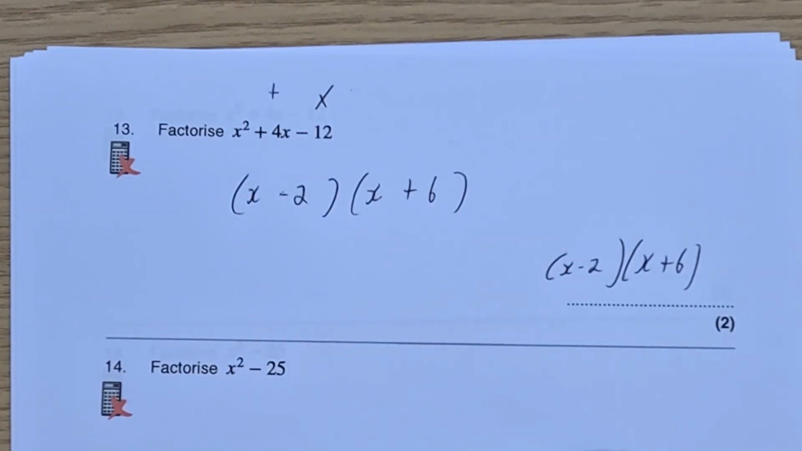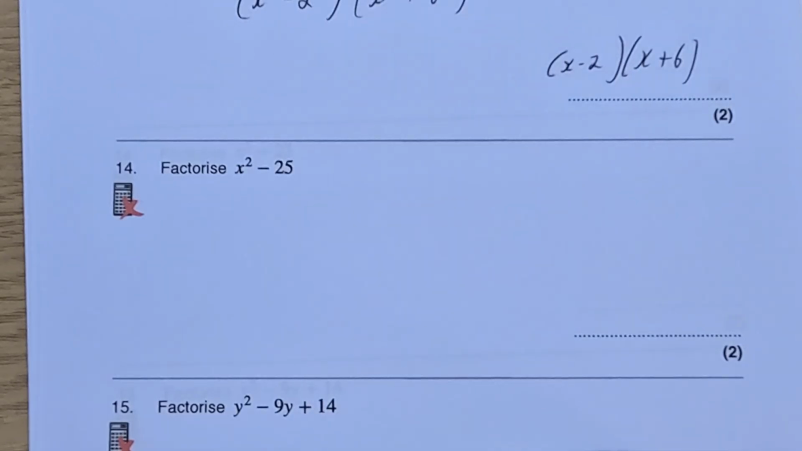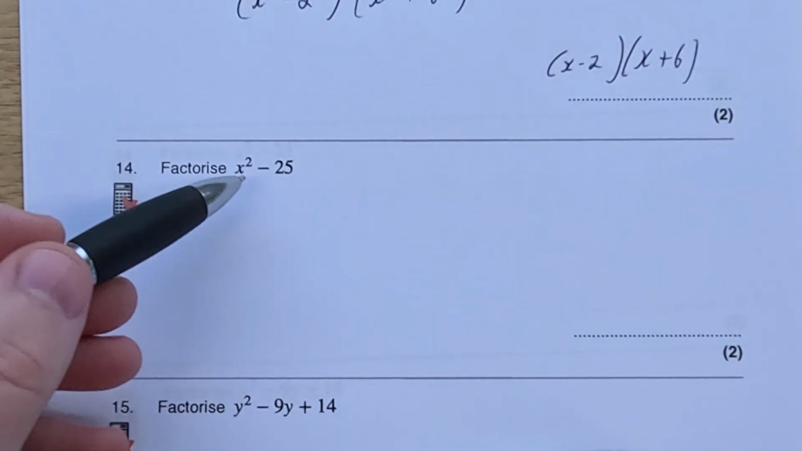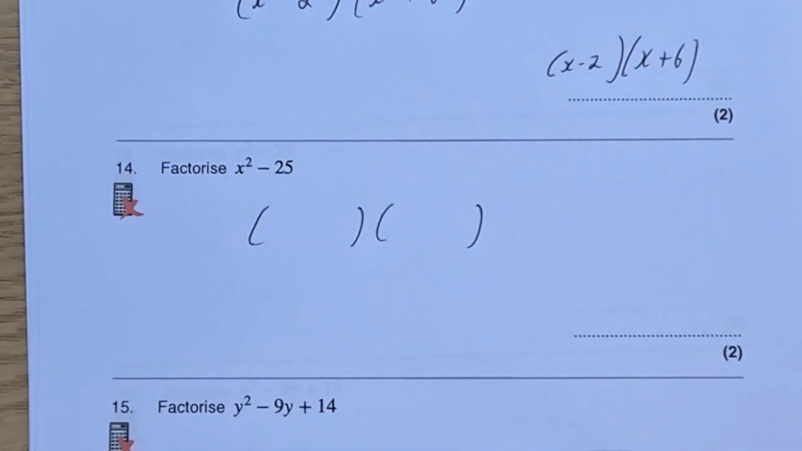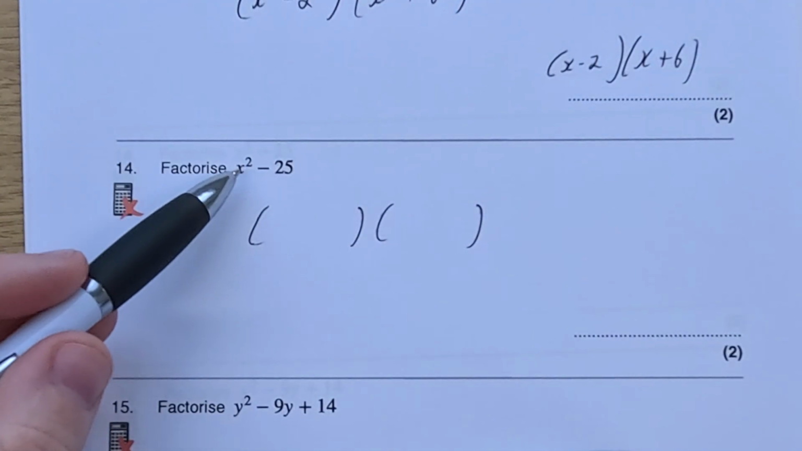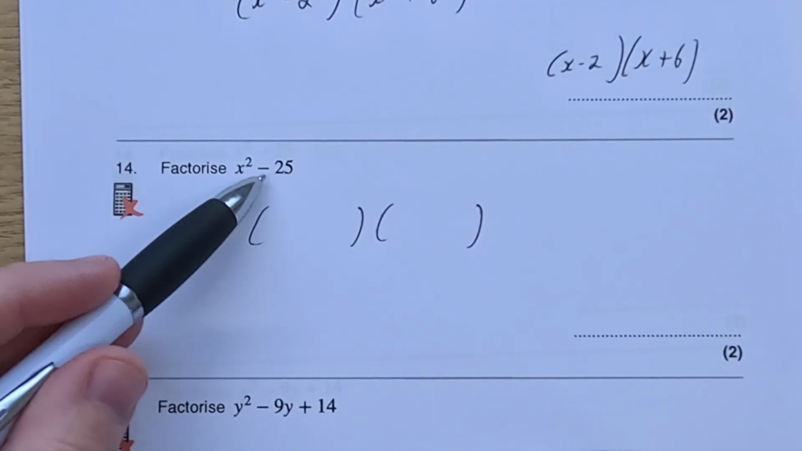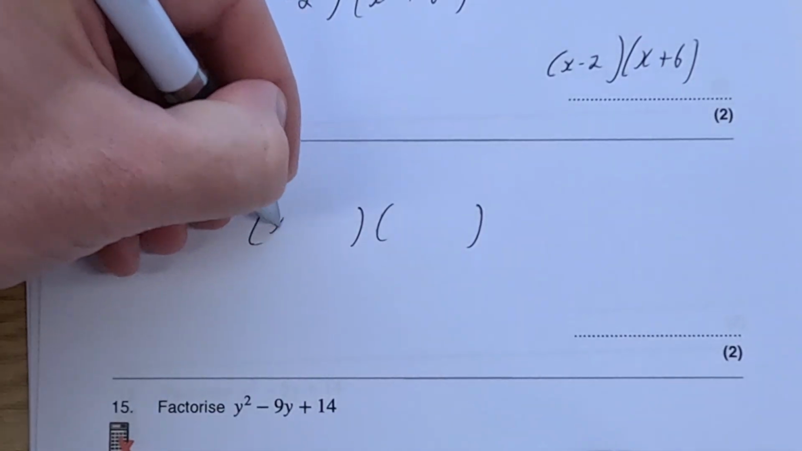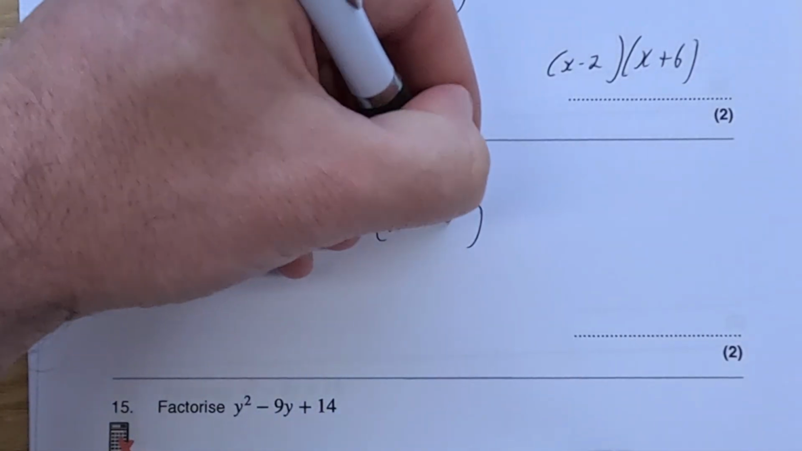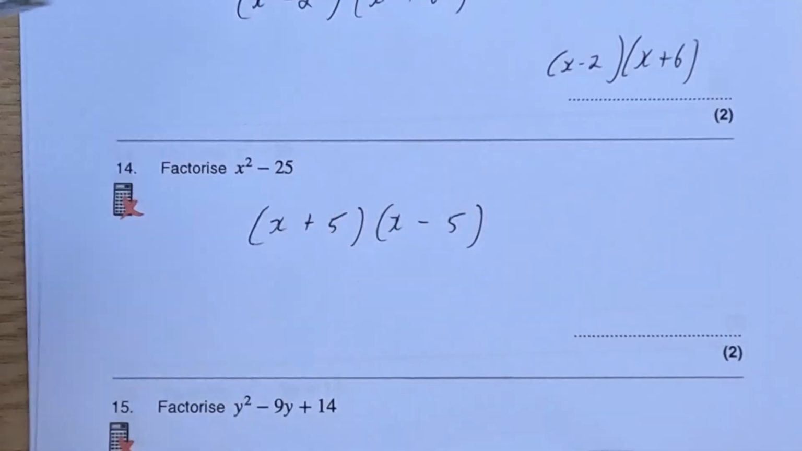Okay, let's look at our next question, question number 14. It's a bit similar to question numbers 11 and 8. They're the difference between two squares. So we're going to go for bracket, bracket, bracket, bracket. As I mentioned before, you get to spot these quite easily. You've got your squares, and you've got your subtracting between them, your difference between two squares. And so you just square root them both. So x and 5, and x and 5, and one with a plus sign and one with a minus sign.